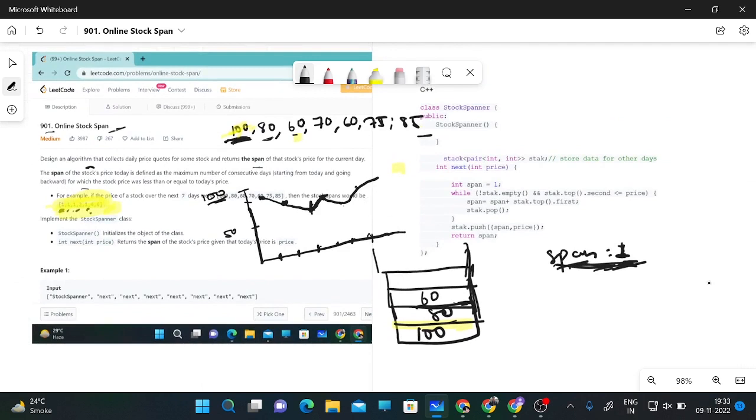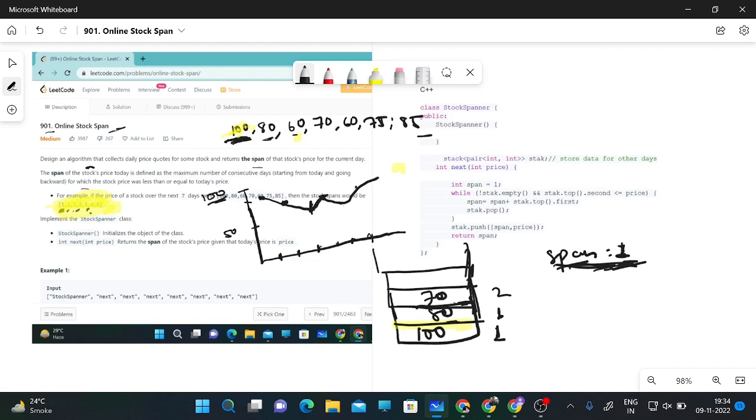Now when 70 will come, the stack is not empty and the previous value is 60, which is less than 70. We will push this value in our stack, but we need to keep it in a decreasing order. So what we can do, we can pop these values, like we can pop this 60. We should also write the span of these values here, and for this 60 the span was 1. Now we can pop this 60 and put 70 here, and the span of 70 was 1 and the span of 60 was 1, so it will be 2.